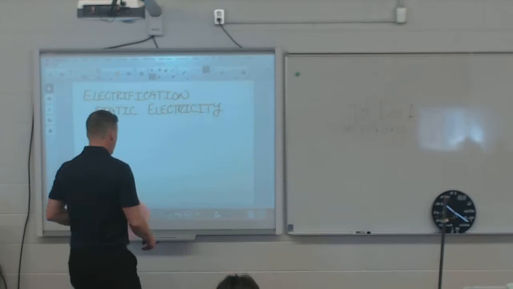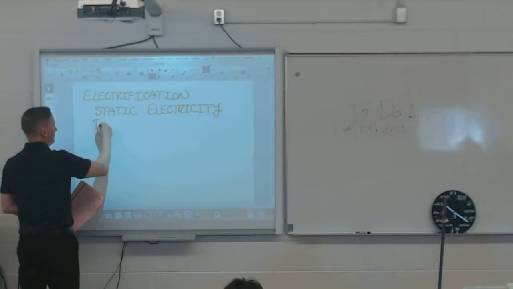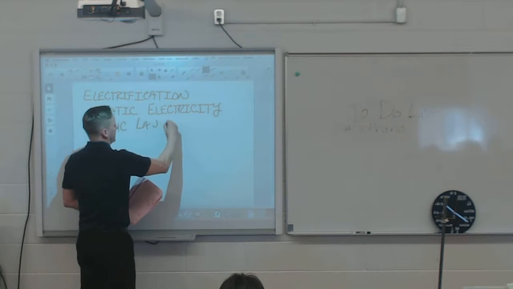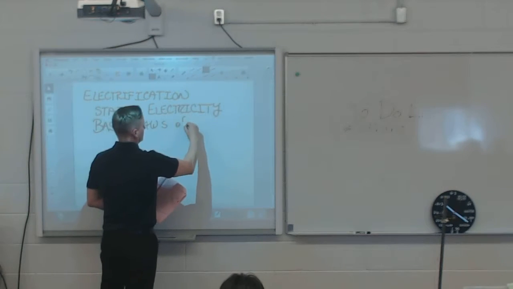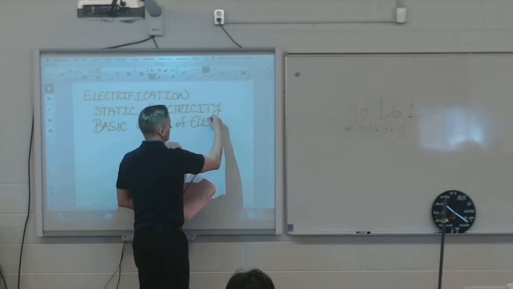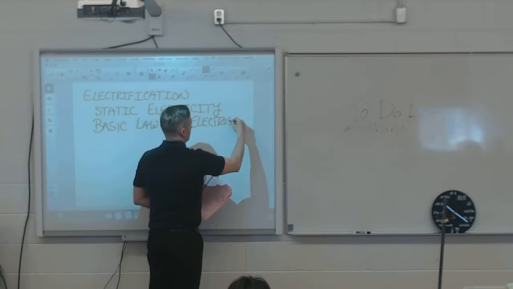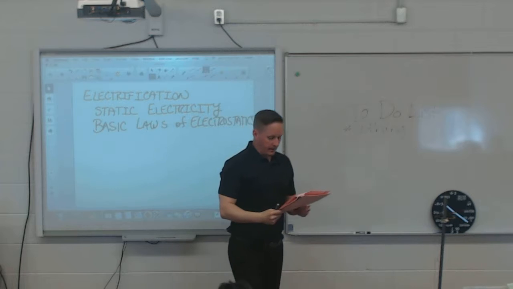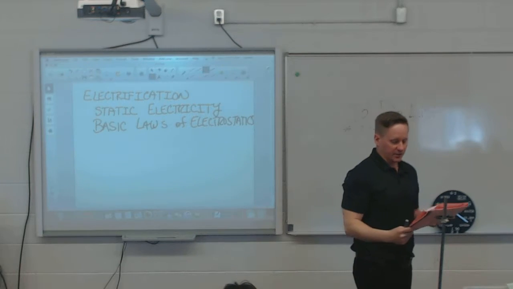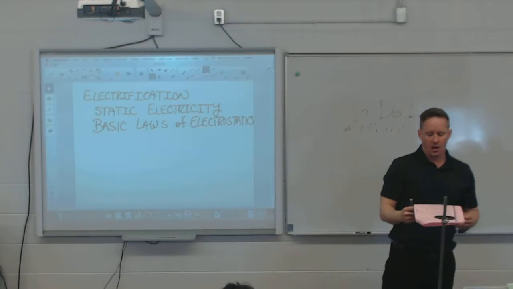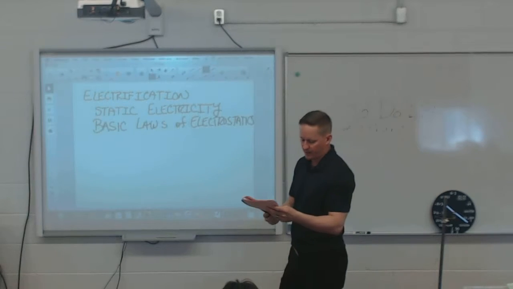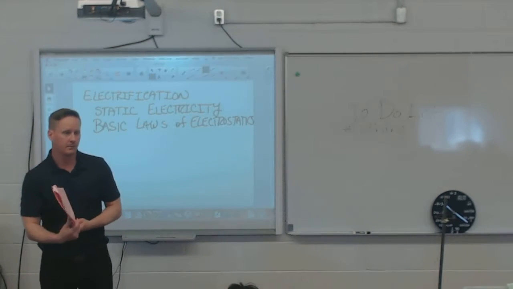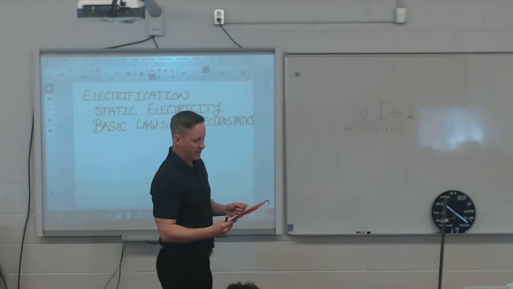Okay, so the next most important thing is at the bottom here, and that's the basic laws of electrostatics. The observations are summarized in a basic law of electrostatics. Objects that are similarly charged repel each other. Objects that are oppositely charged attract each other. Okay? That's the basic laws of electrostatics.